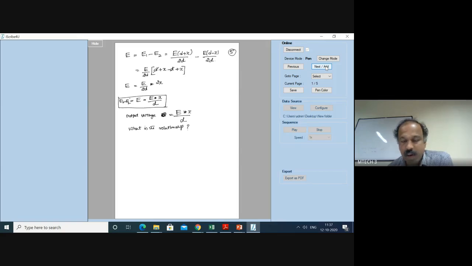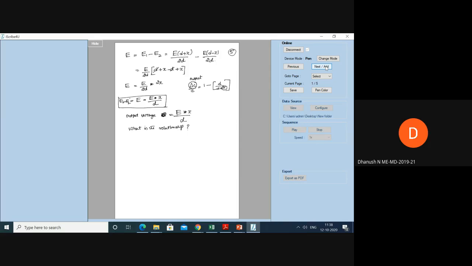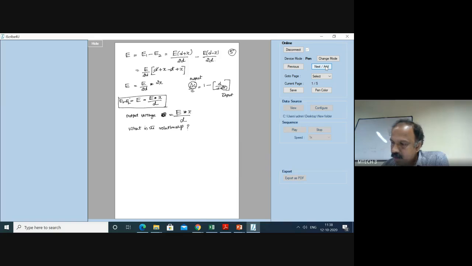Now, what have we done earlier? We have just observed delta C by C will be equal to 1 minus D by D plus X. Correct or what? So delta C is the output. Understanding? X was the input. Now the problem was non-linearity.